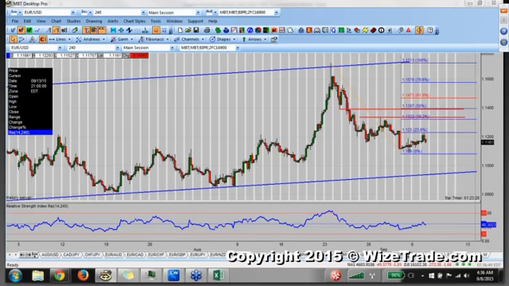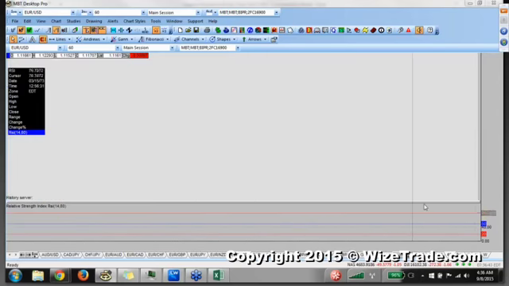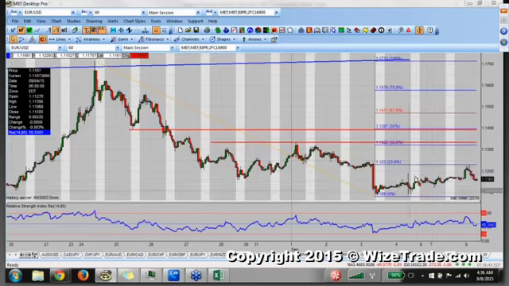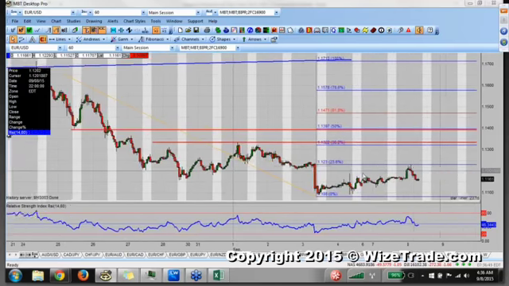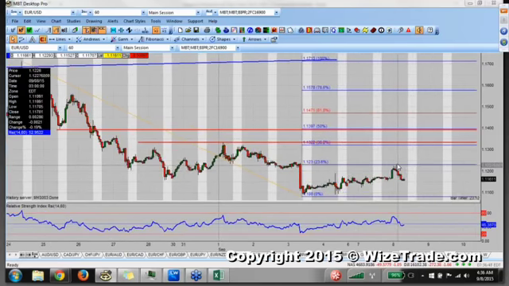But for today, you can see that this 24% retracement is holding. Okay, that comes in at 112.30. That's also the spike high.